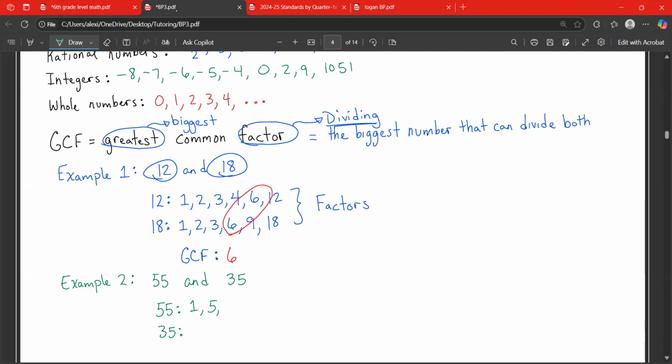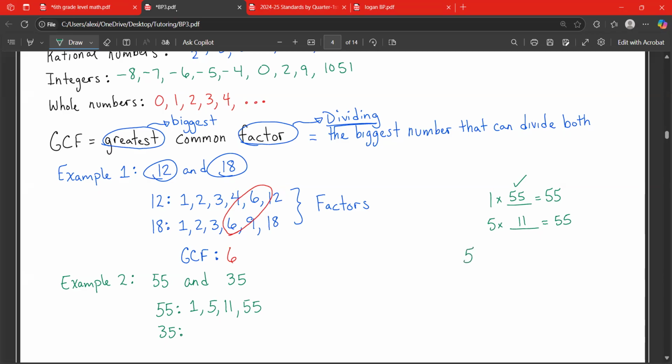Now, off to the side, I'm about to write something. 1 times something will give me 55. And 5 times something will give me 55. 1 times 55 will give me 55. And 5 times 11 will give me 55. So I'm going to save myself some time and not go, can I divide 55 by 6? Can I divide 55 by 7? Instead, I'm going to say, oh, it's 11 because 5 times 11 is 55. And then the last number is 55. These are the factors of 55.